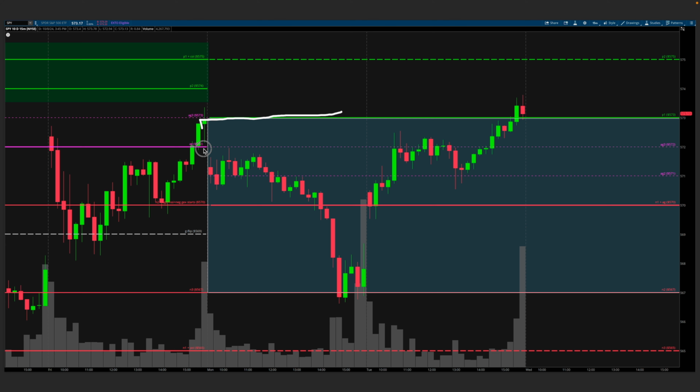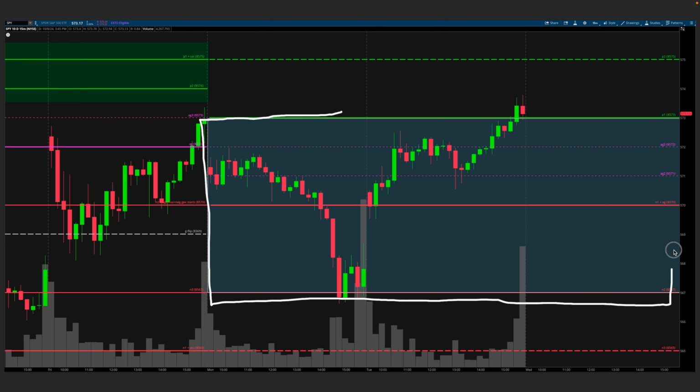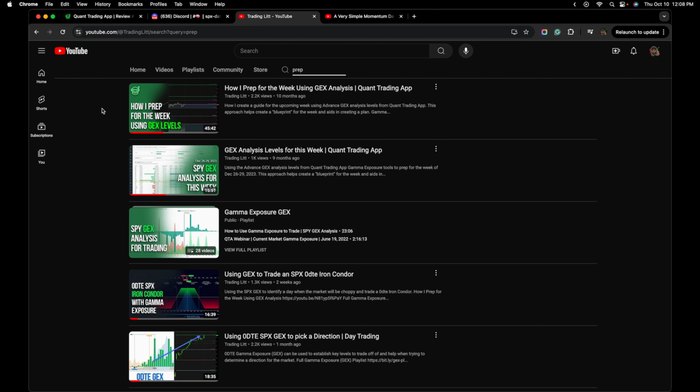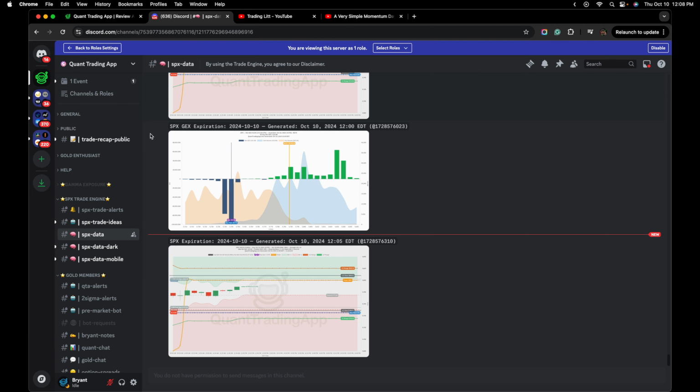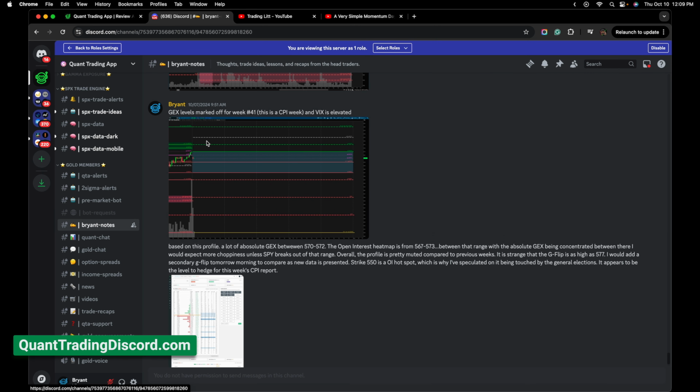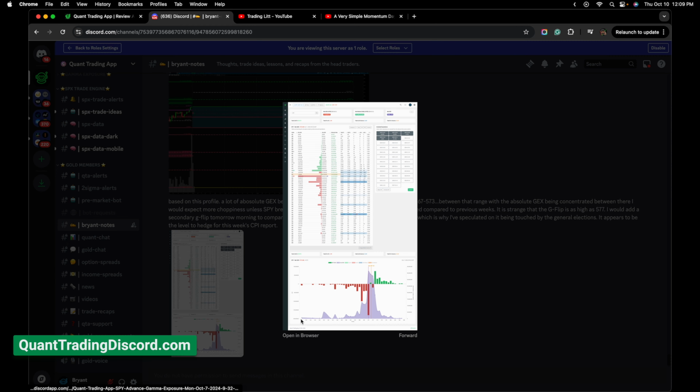This blue range right here is what I call the open interest heat map. It is just an area of where there is the highest concentration of open interest for the week. More information on this approach is explained in this video. In the Quant Trading app Discord, you guys know at the start of every week, this is where I share those levels.